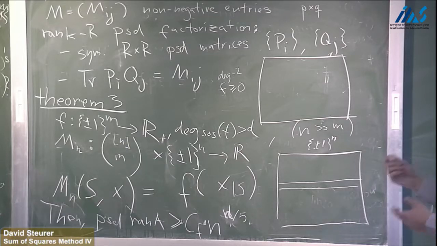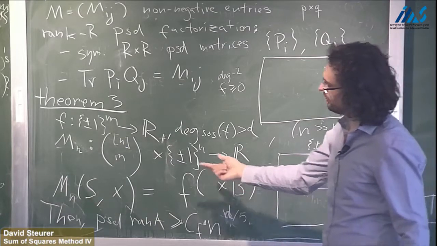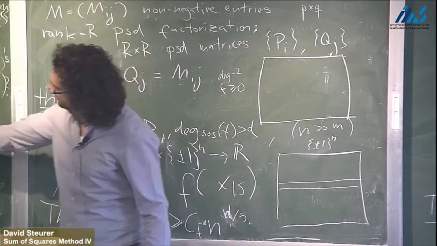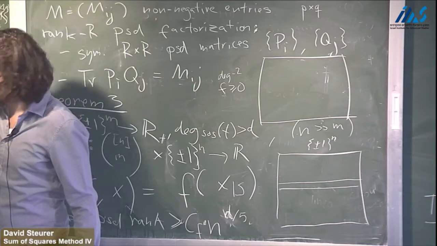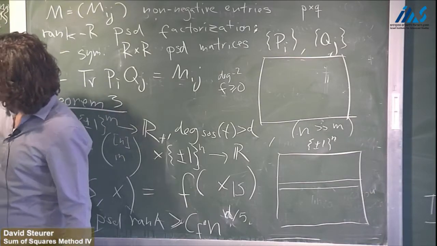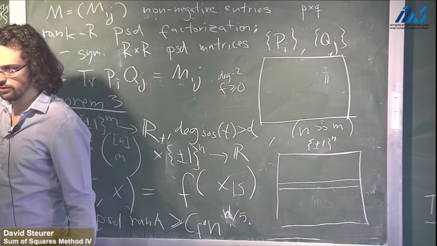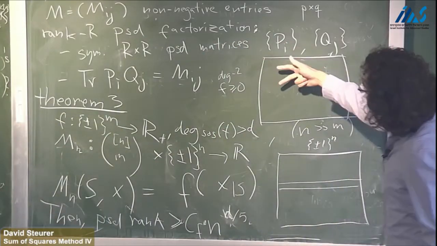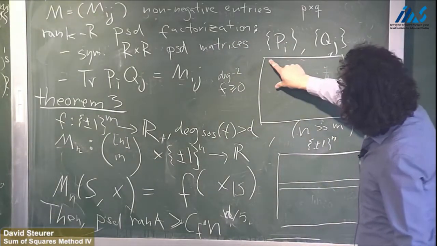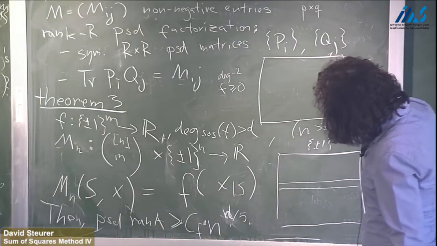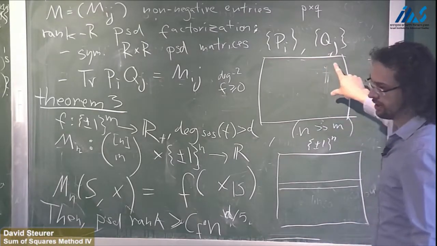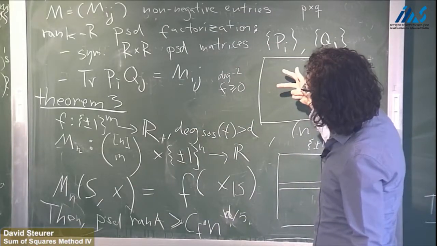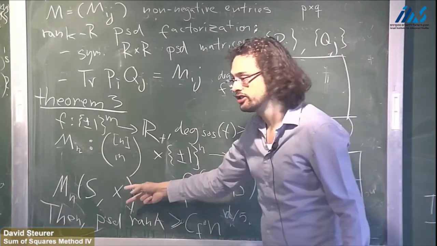So the proof is a little bit by sort of contraposition. I want to say that if there was a low-dimensional subspace U that can represent every non-negative degree 2 function, then that would correspond to a low rank PSD factorization of a matrix that contains this matrix as a submatrix.